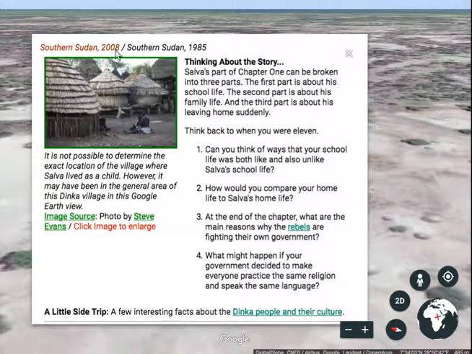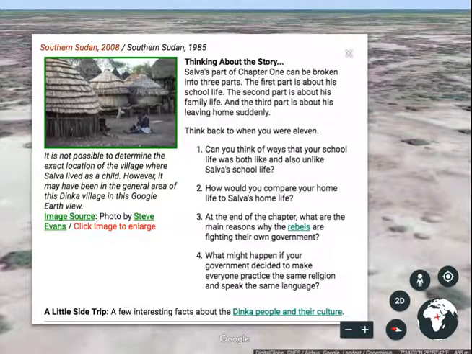So this picture right here is of a type of village that Salva may have lived in. This is a Dinka village that you can see from Google Earth. This picture has been put in there. You can see the type of huts and how the people lived. And remember, he was part of the Dinka tribe. So this is going to be similar, even though we can't be certain exactly where the location of the tribe was. So we can go and think about the story.